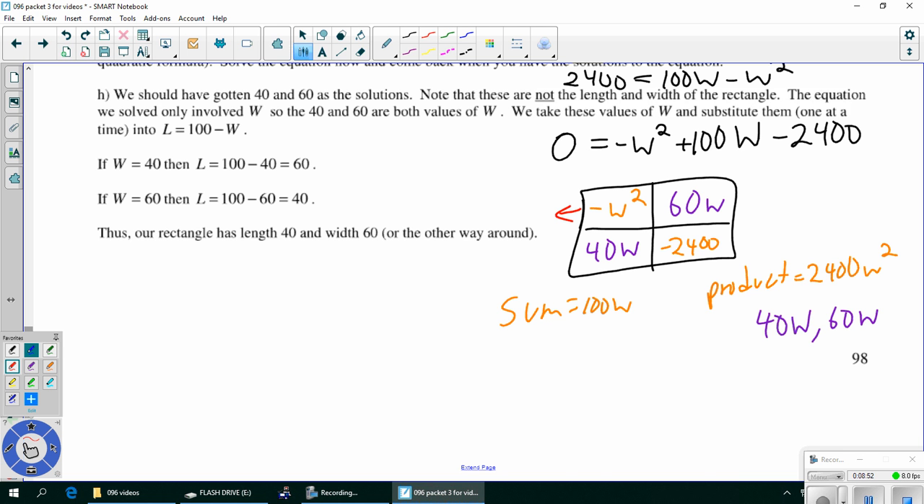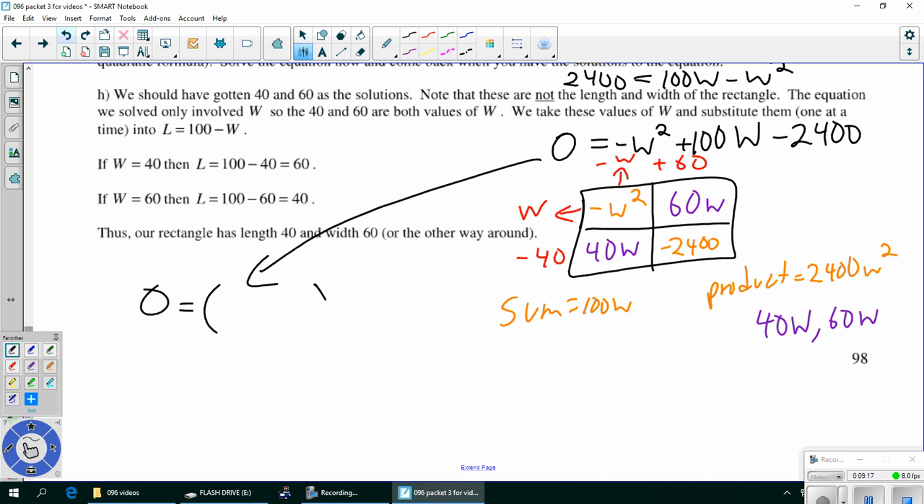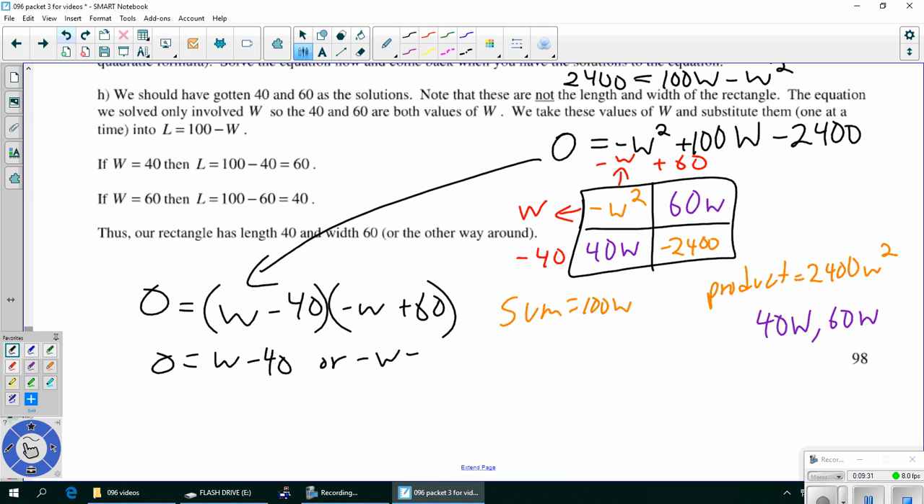And here we'll continue. The greatest common factor in the first row is W. Up here, we therefore need a minus W, and then a plus 60 to get that 60W, and then a minus 40. Careful there, because you already had a minus W at the top. So we need another minus sign to make it positive 40. So let's write our equation now. So this becomes 0 equals, so then we have our two factors from outside the parentheses, W minus 40 and negative W plus 60. And then we write the two simpler equations, 0 equals W minus 40 or negative W plus 60.